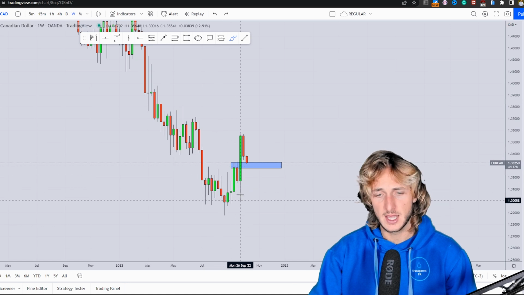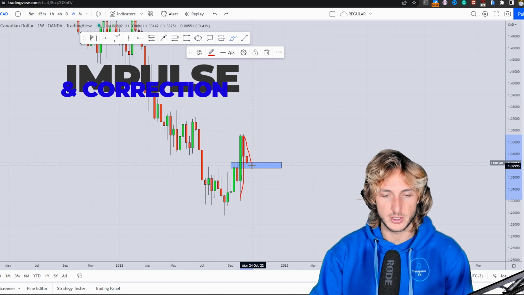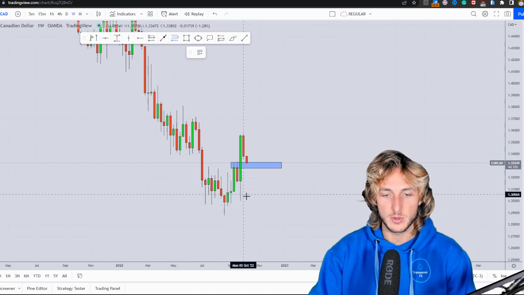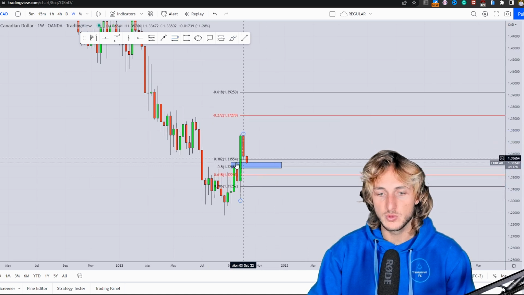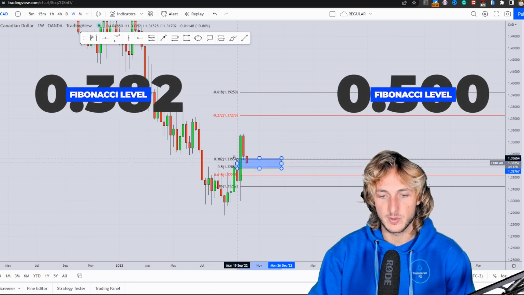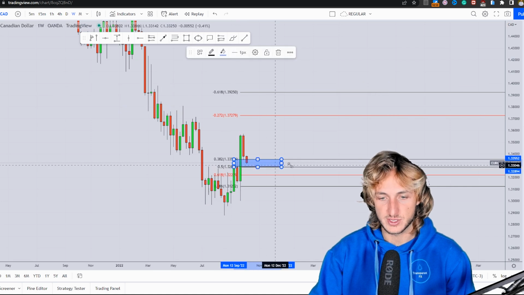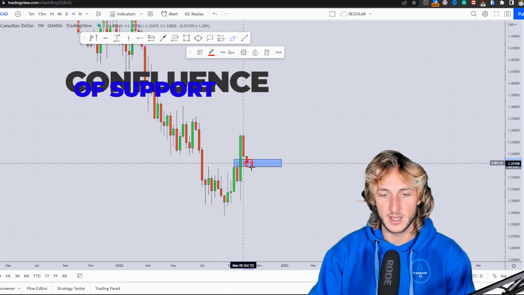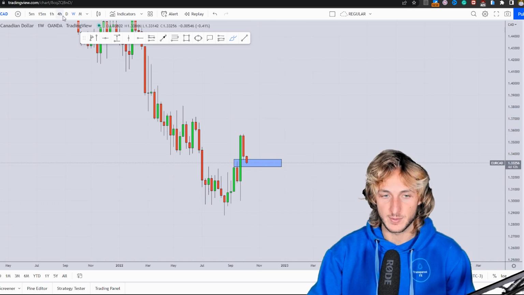We can also notice how this move to the upside is an impulse, and after an impulse, you get a correction. If you want to measure the correction, what you have to do is take your Fibonacci on the impulse leg. So in this case, from this low to this high. If we do that, what we can notice is that we have the 50% and 0.32 Fibonacci retracements, which are currently lining up with this previous resistance turned support, creating a confluence of support at this area that once again, we do expect the market to reject to the upside.